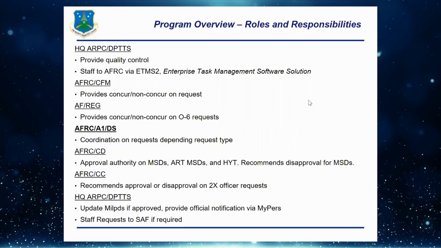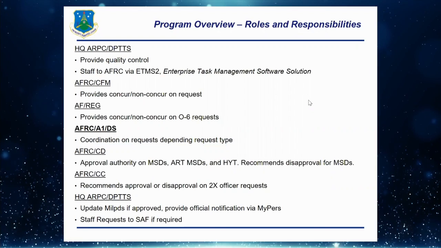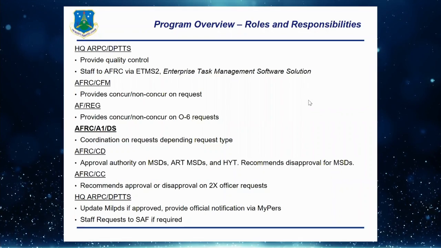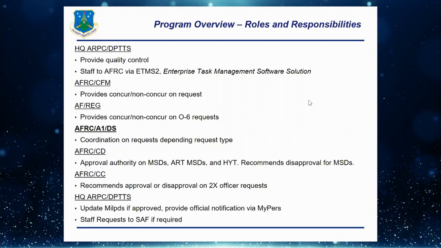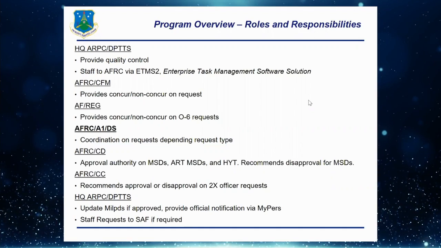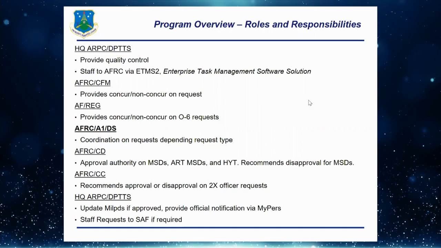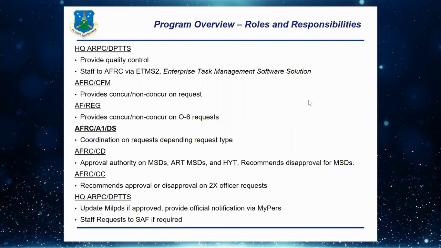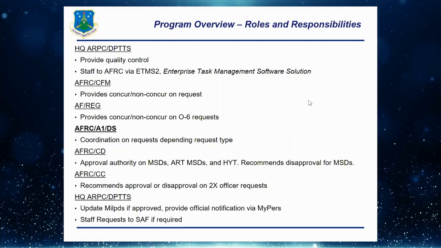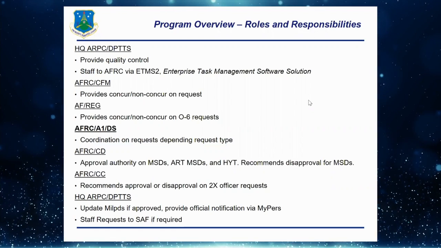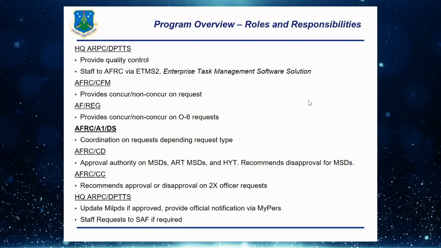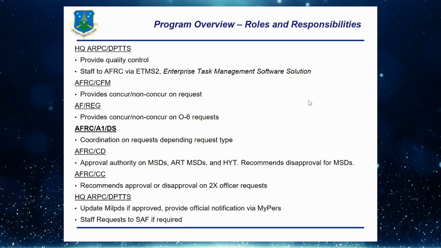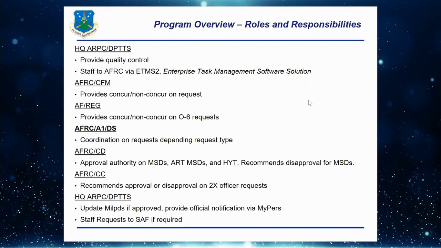He also recommends disapproval for MSDs. And what I mean by disapproval is that if the AFRIC deputy commander disapproves a request, which is a complete disapproval, we have to send that request to SAF. SAF is the ultimate approval authority on all MSDs. And requests go to the AFRIC commander only for 2-time deferred officer requests. And yes, that's the only time it goes to the AFRIC commander.